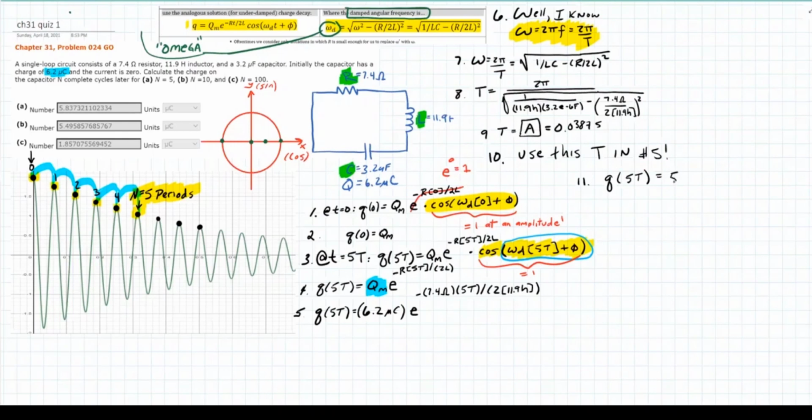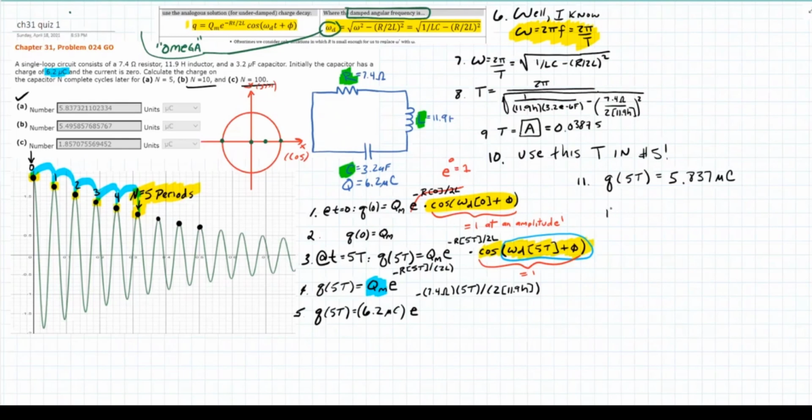I started off with 6.2, and now 5 bounces later, I'm at 5.837 microcoulombs. Okay. So I know some of you are ahead of me because some of you do stuff faster than I do. Some of you might be behind me, but this is us figuring out what's going on after 5 periods. And then for B, same thing for 10, and C, same thing for 100.